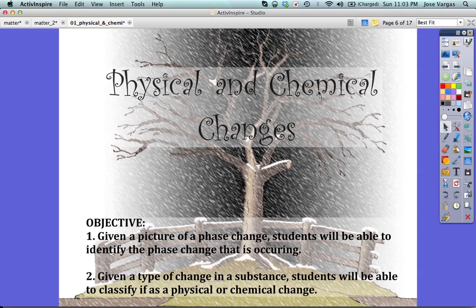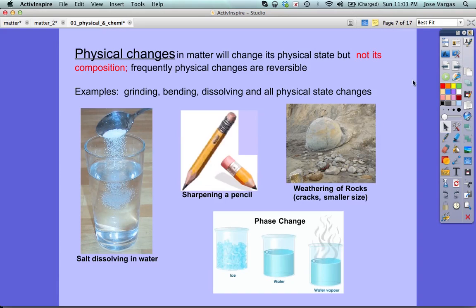Now let's talk about the physical and the chemical changes. In a physical change, matter will change its physical state, but not its composition. Frequently, physical changes are reversible. For example, when we talk about a phase change in water, we have ice. It undergoes a phase change to liquid water, but still water, still H2O. And then water vapor is still H2O, it's just a different phase. So they are physical changes.